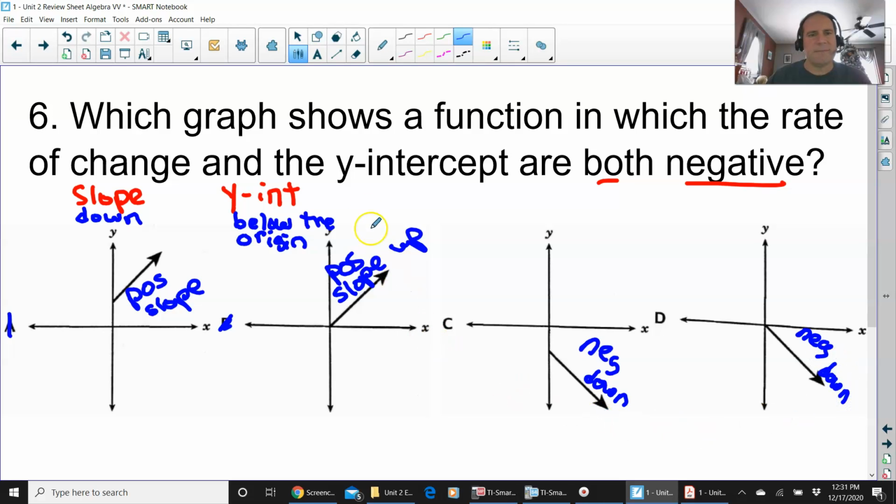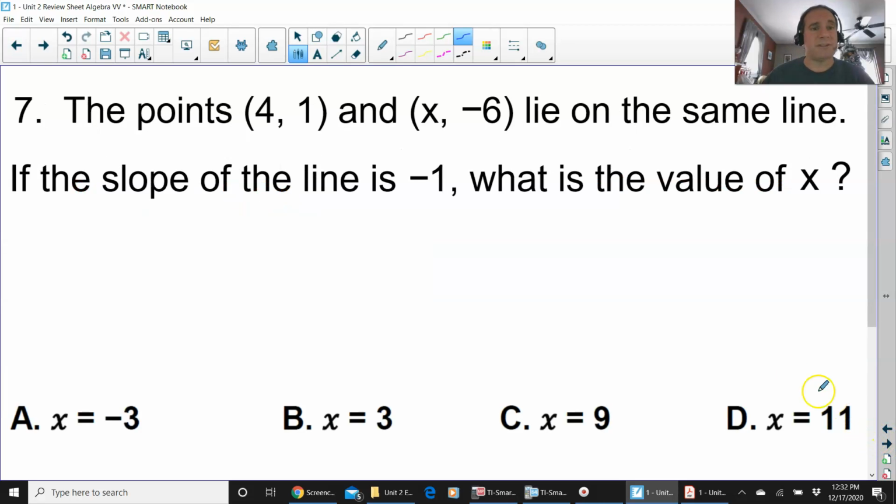The y-intercept has to be negative, below the origin. Right here, that is a y-intercept that is negative. This is a y-intercept of 0, 0. C is your answer. D is out. Right? Both the slope and the y-intercept have to be negative. Let's go on to number 7.